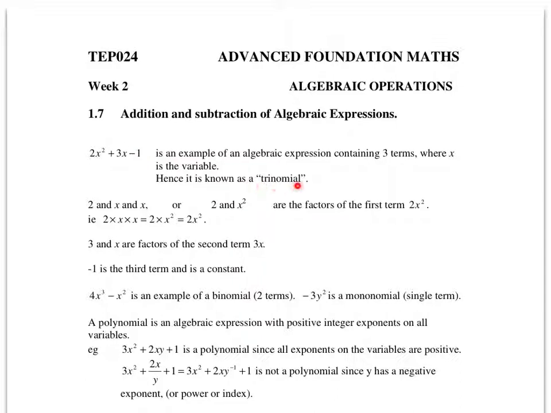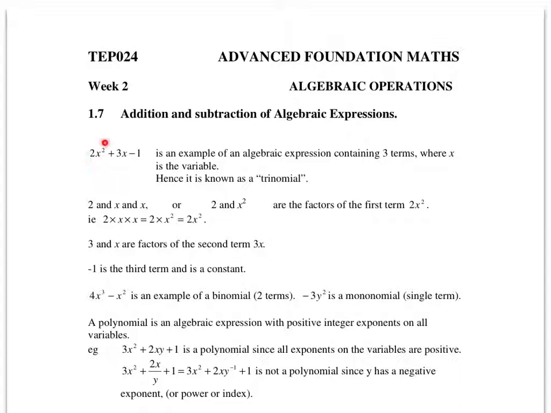It is known as a trinomial because there are 1, 2, 3 terms. It's also known as a polynomial because all of the integer exponents are positive. So x squared, the 2 is positive, x to the power 1, 3x can be written as 3 times x to the power 1. So since all of the exponents are actually positive, it's also known as a polynomial.